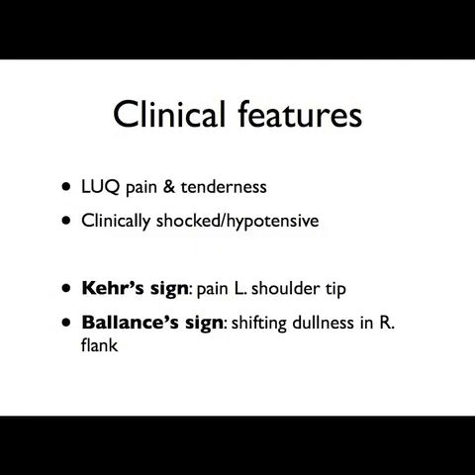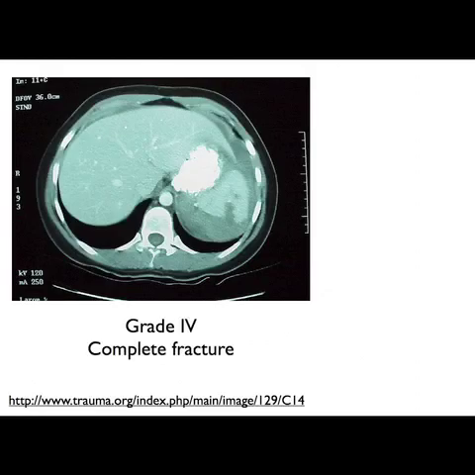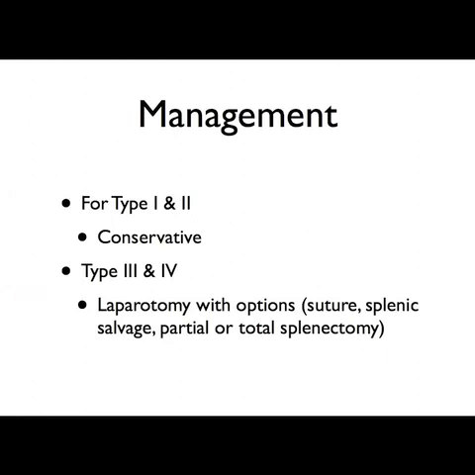The clinical features are obviously of left upper quadrant tenderness, and due to the large vascular supply, they can be shocked or hypotensive. There's also some eponymous signs. So Kerr's sign is pain in the left shoulder tip, and Balance's sign, which is shifting dullness in the right flank. And we don't know what causes that. No, unsure. Once again, if anyone knows, please let us know. So here you can see a complete fracture of the spleen, which is going to need treatment. Splenectomy.